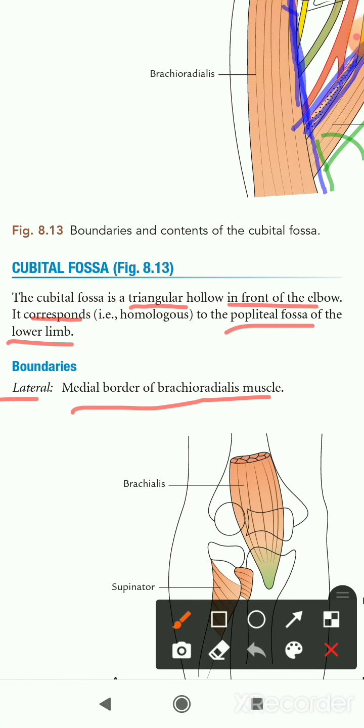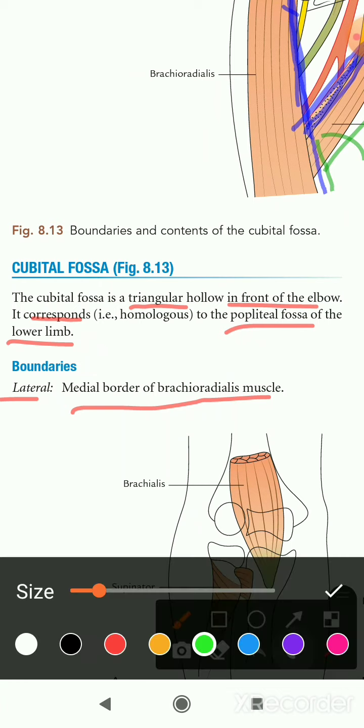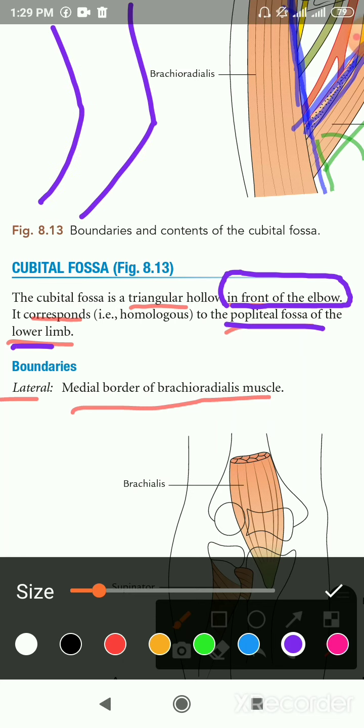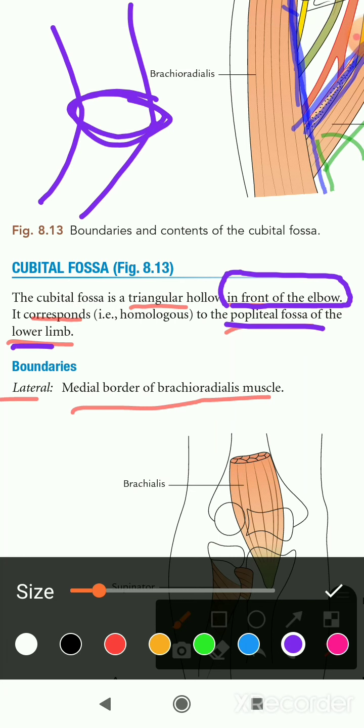The cubital fossa is a triangular hollow in front of the elbow. So that means it is a hollow which is located in front of the elbow joint, and it is homologous to the popliteal fossa of the lower limb. That means it is a hollow or a space in front of the elbow joint, and it is homologous to the popliteal fossa of the lower limb. So let's see the boundary.